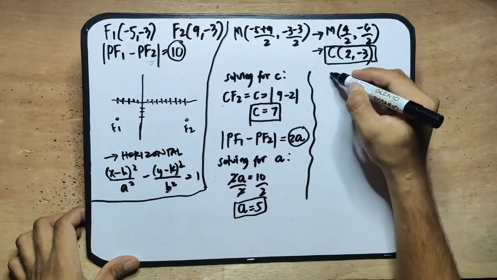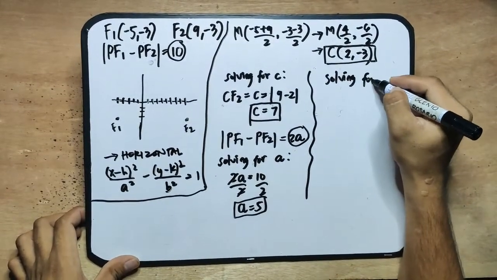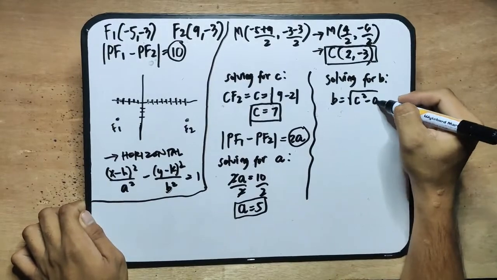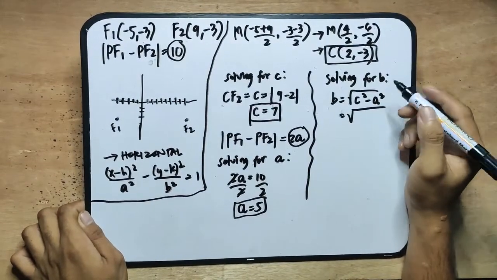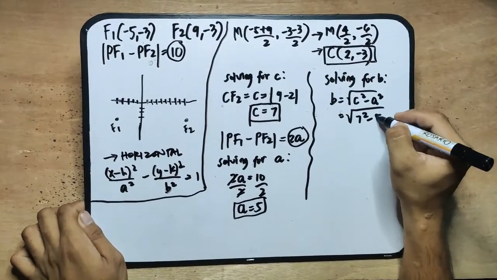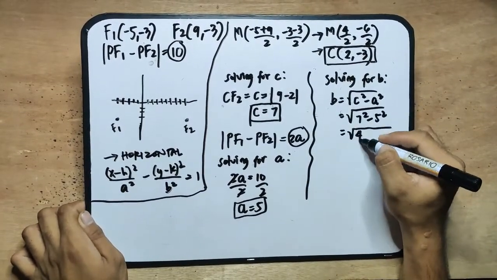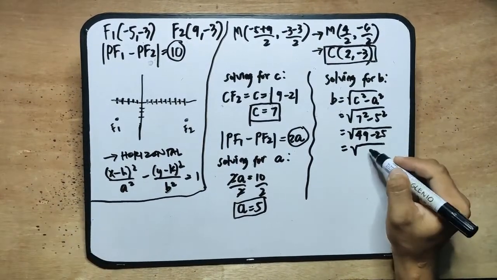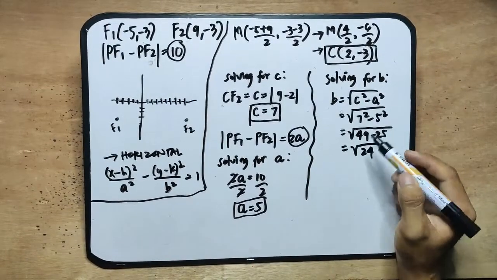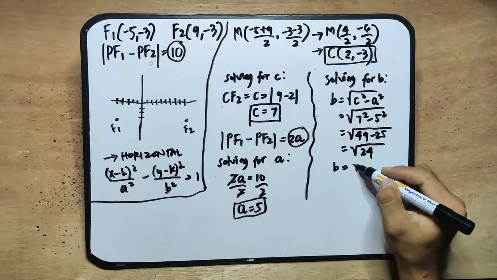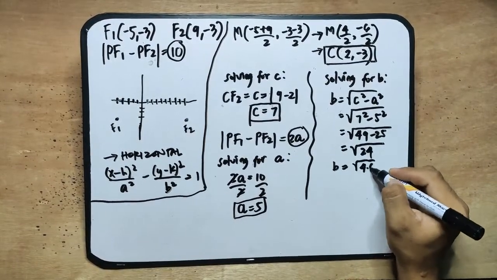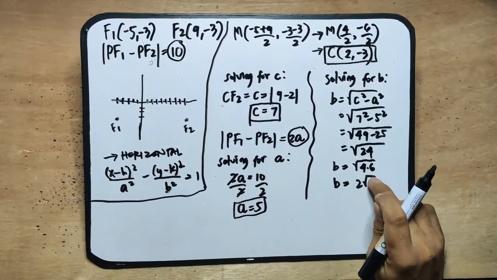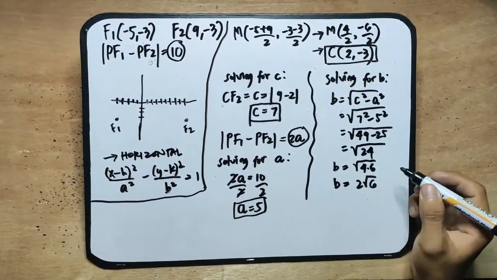And lastly, solving for B, we have, ano yung formula? B is equal to square root of C squared minus A squared. So what is C? C is 7 squared. What is A? 5 squared. So that is 7 squared is 49 minus 25. This is square root of 24, or that is B is equal to, factors of 24, we have 4 and 6. The value B here is 2 square root of 6.